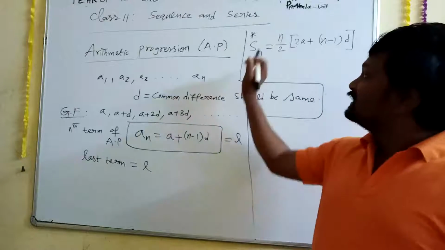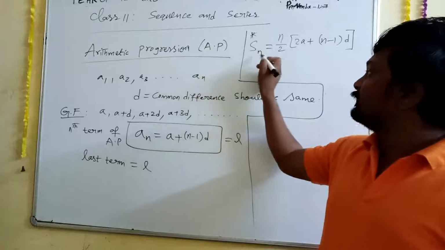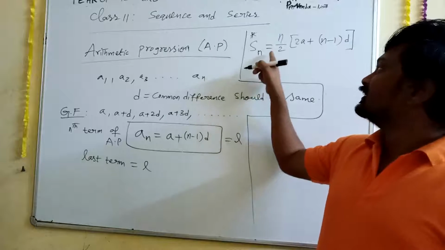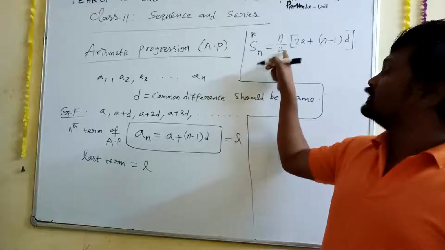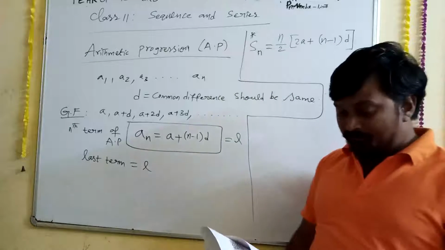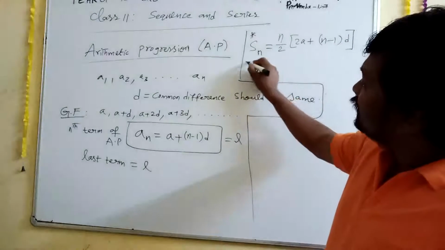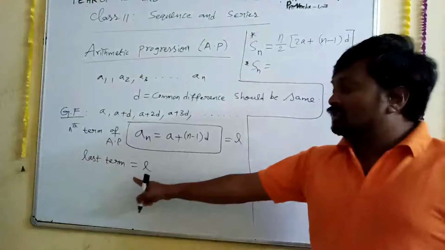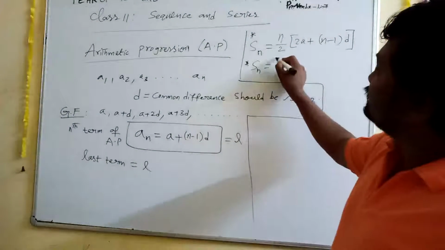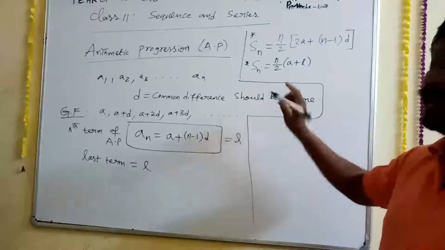So now here, summation of n terms. Suffix n meaning it is summation of n terms. That is equal to n upon 2, 2a plus n minus 1 into d. That is your formula. So now, if I want it in last term, first term form, then we can write Sn is equal to n upon 2 into a plus L. So what is the meaning of this?